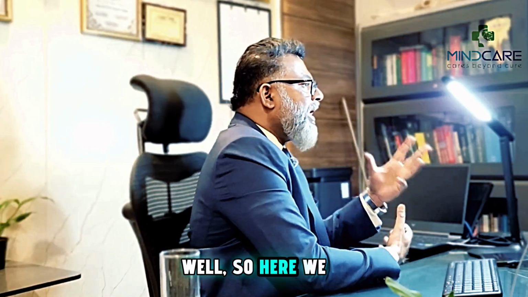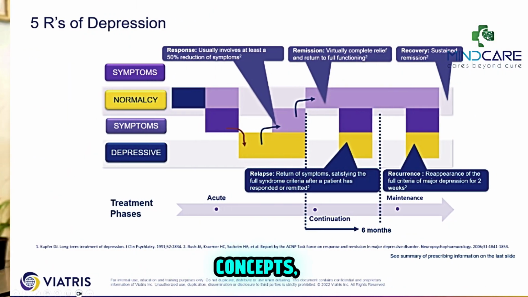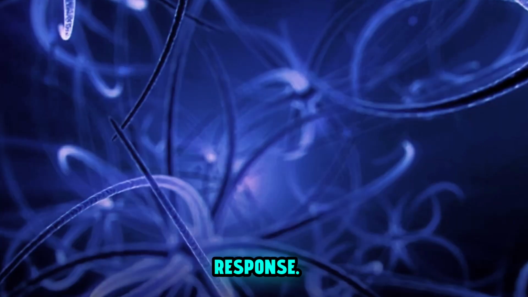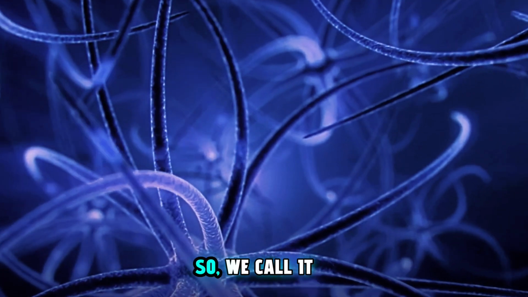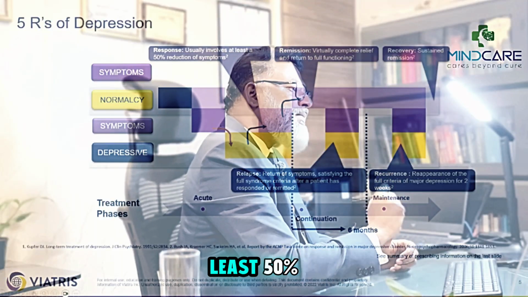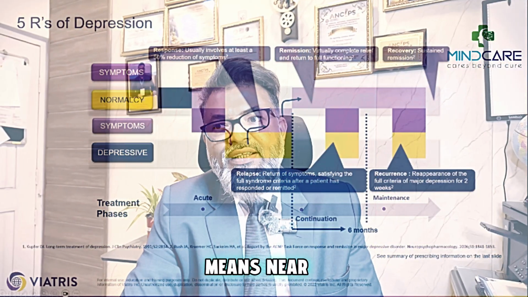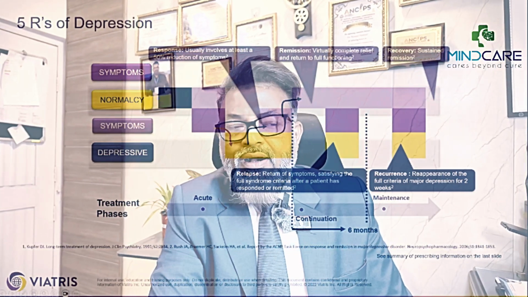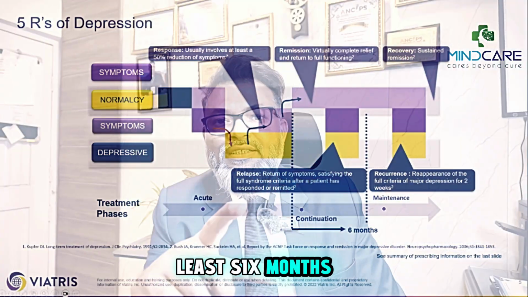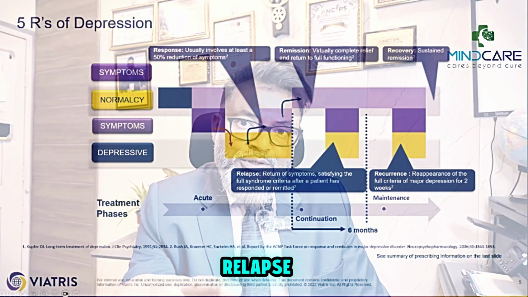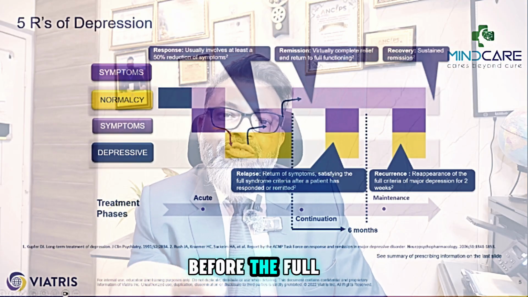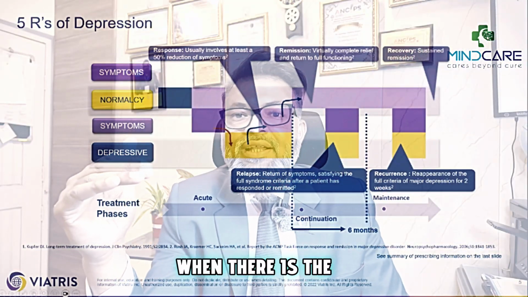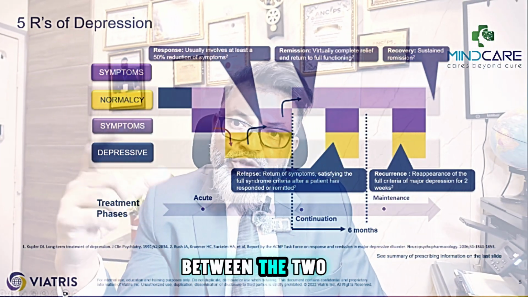Well, so here we are going to conceptualize a few concepts. That is the 5 R's, and those 5 R's are as follows. There is response. We call it response when there is at least 50% reduction of symptoms, and remission means near complete recovery of function. Recovery refers to maintained remission that should be at least 6 months or more. We call it relapse when there is a return of symptoms before the full recovery. And we call it recurrence when there is complete recovery between the two episodes.